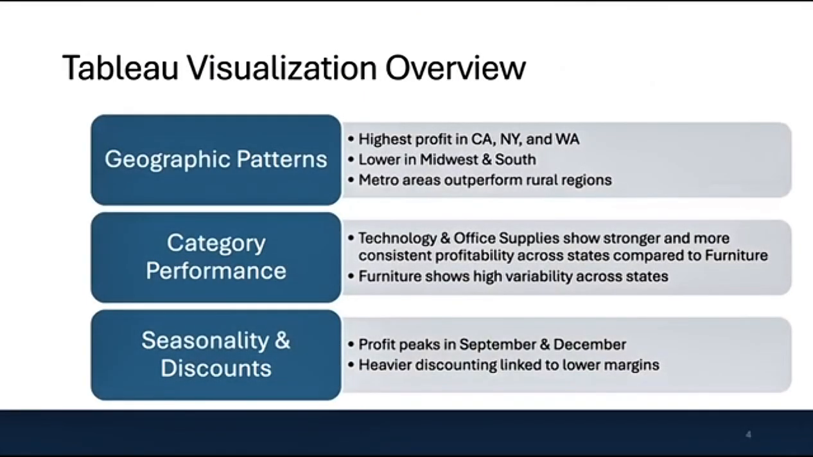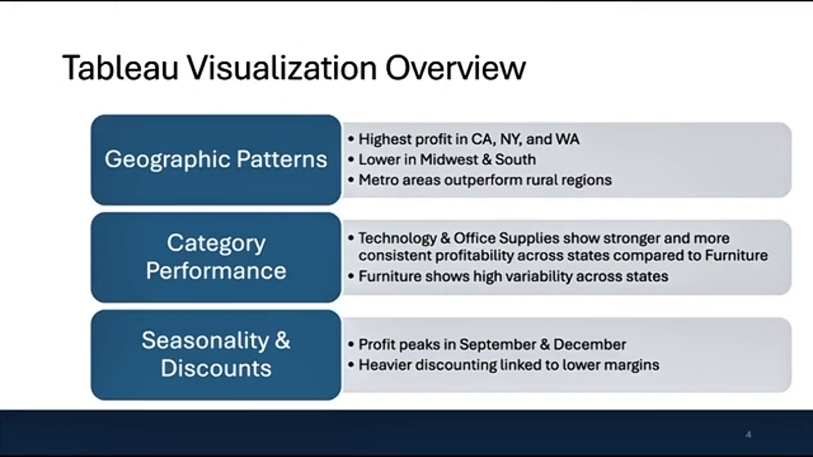Now for our Tableau visualization overview. We used Tableau to explore the data visually and identify patterns that we could carry into our regression analysis. The Tableau dashboard revealed key geographic and category patterns. States like California, New York, and Washington generate the highest profits, while several Midwest and Southern states underperform.